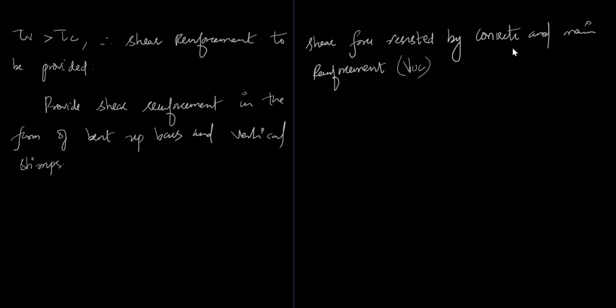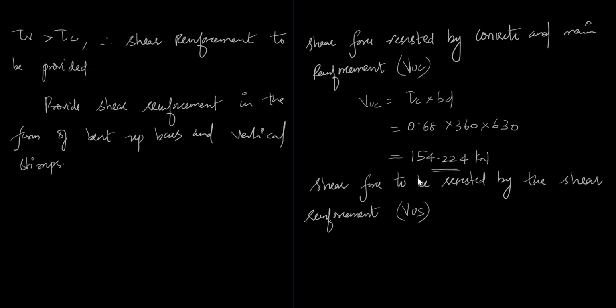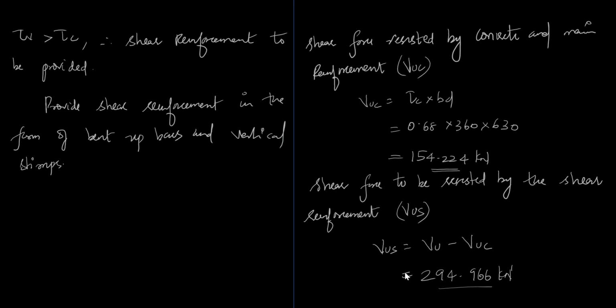That is, the shear force to be resisted by the concrete and main reinforcement, taken as Vuc, is equal to tau C into bd. I'll get the value for tau C as 0.68 from table number 19, and b into d gives 154.224 kilonewton. The shear force to be resisted by the shear reinforcement, Vus, is equal to Vu, the shear force, minus the shear force taken by the main reinforcement and concrete. I'll get it as 294.966 kilonewton. You need to take this much amount of shear.